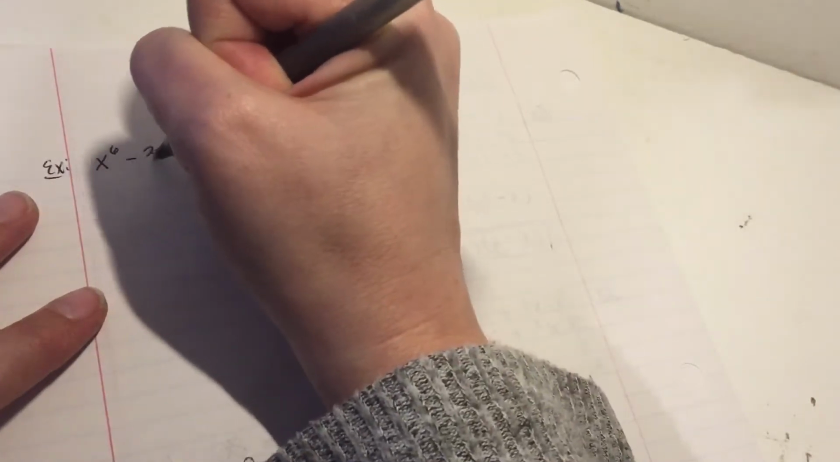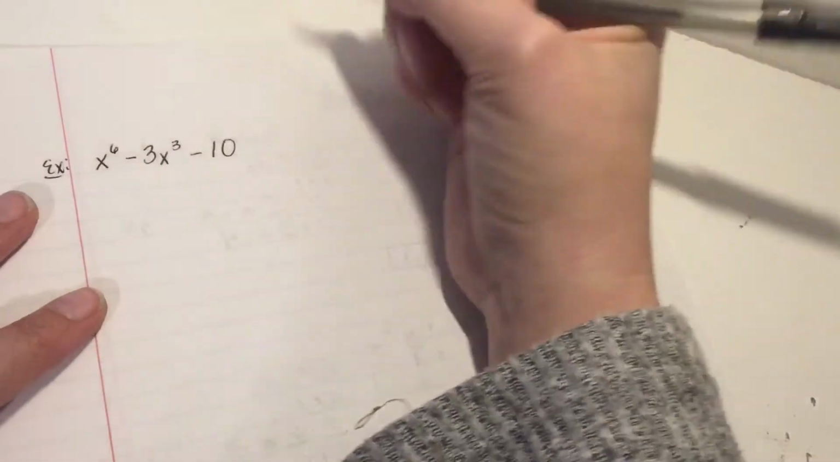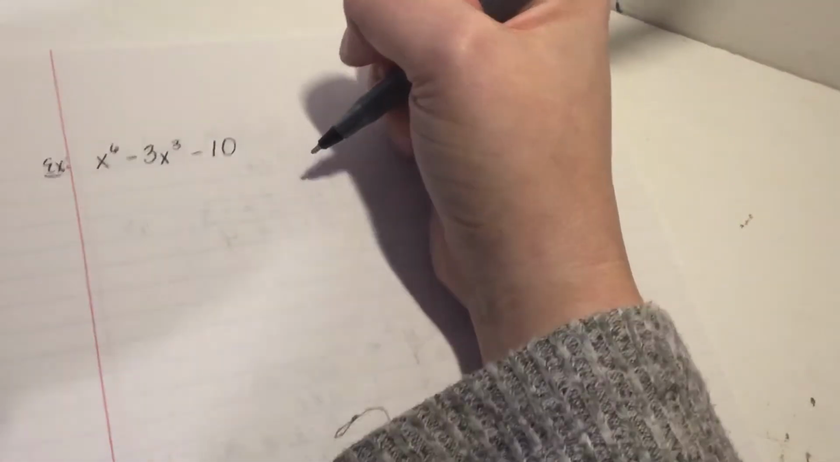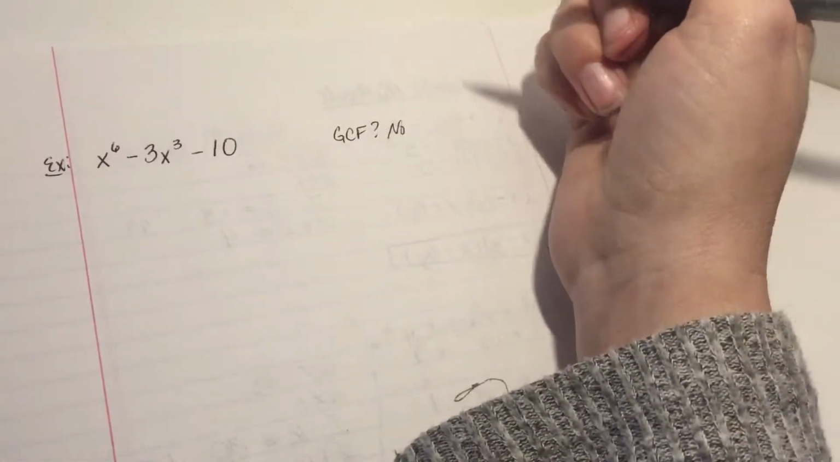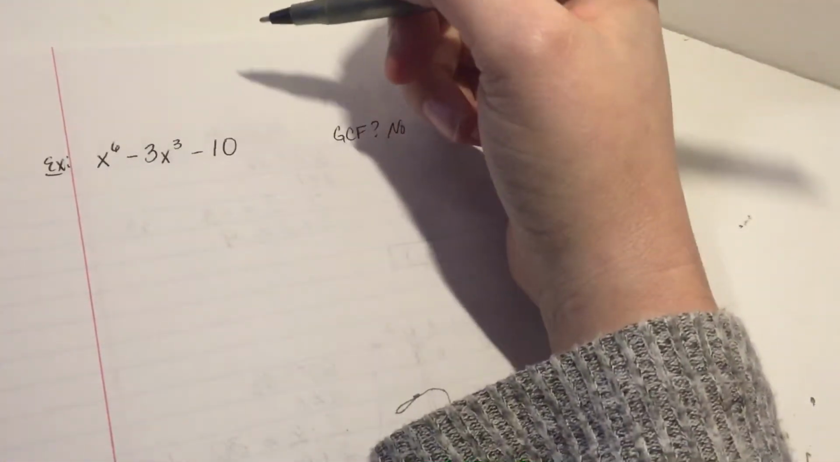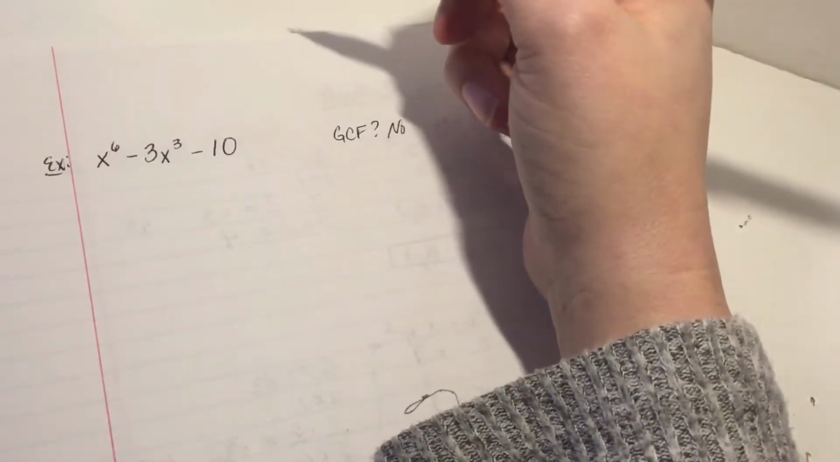X to the 6th minus 3x cubed minus 10. Okay, so this is something new, because I'm going to look at it first and think GCF. No. I mean 1 again, but no. All right. And then I'm going to go, okay, well, this isn't really quadratic, but there are 3 terms. If I'm following my factoring tree.